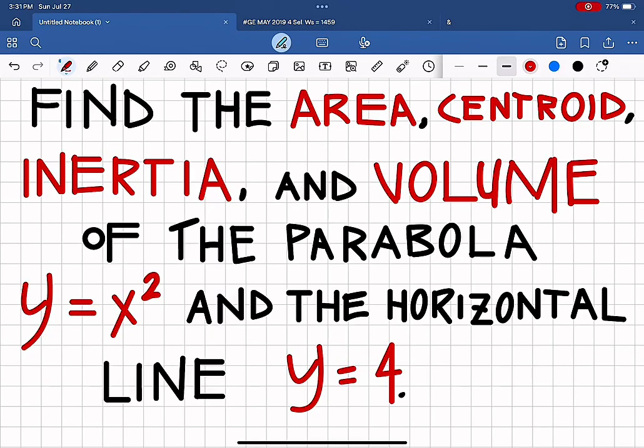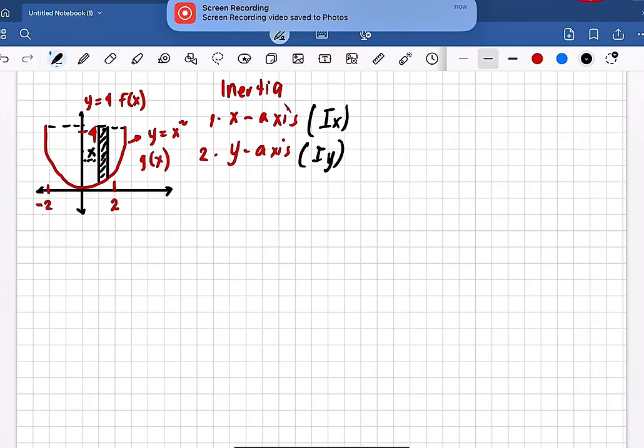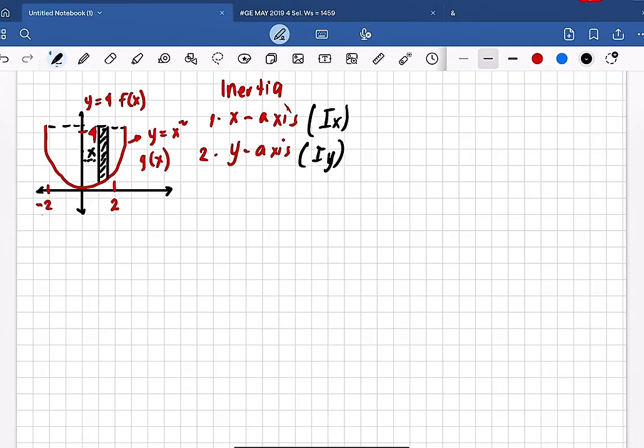Find the area, centroid, inertia, and volume of the parabola, which is y equals x squared, and the horizontal line, which is y equals 4. Let's continue with our region bounded by y equals 4 and y equals x squared, from x equals negative 2 to x equals 2, and find the area moment of inertia, also known as the second moment of area.